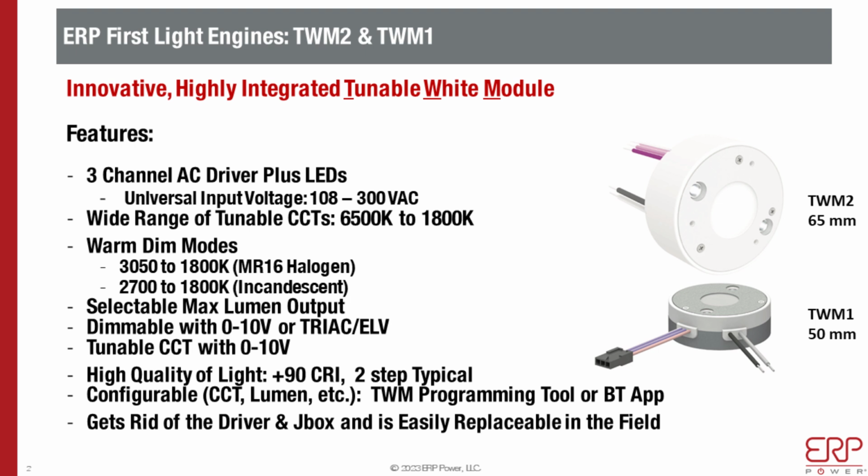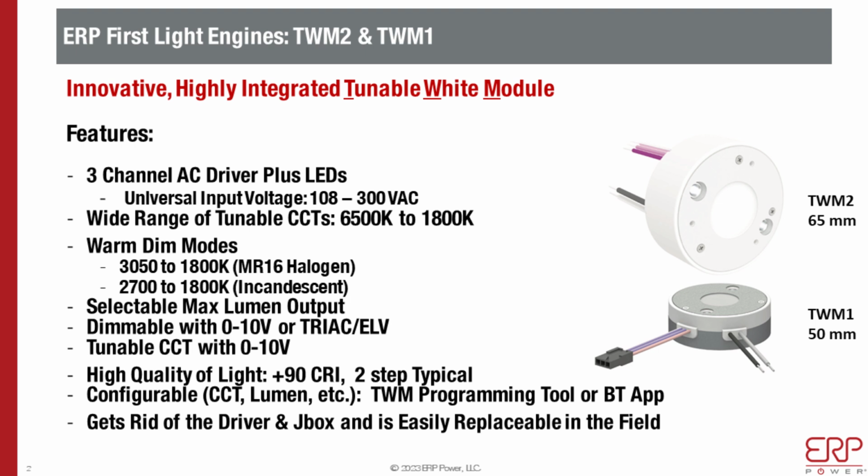So TWM stands for Tunable White Module. It is a highly integrated puck that includes the driver, and in this case, TWM1 and 2 have 3 channels, but we've moved on to even a color version of it, which has 6 channels in one puck. In a small puck, we'll talk about it a little later. So these modules cover a wide range of CCTs, starting from 1800K, which looks like a candle, all the way to 6500, which is bluish color.